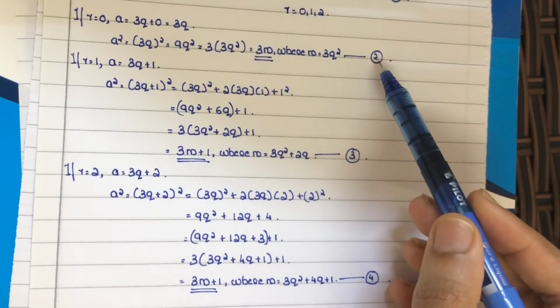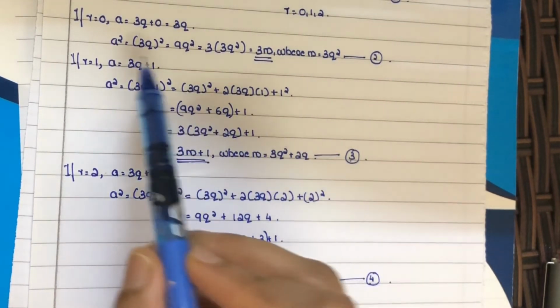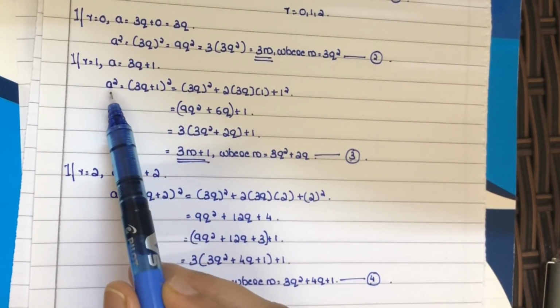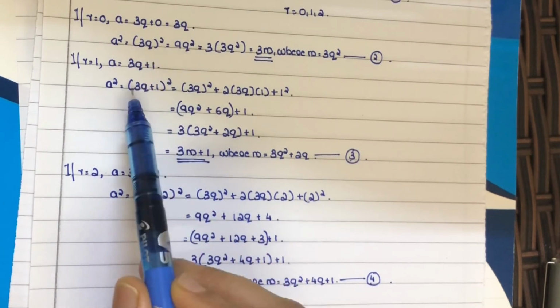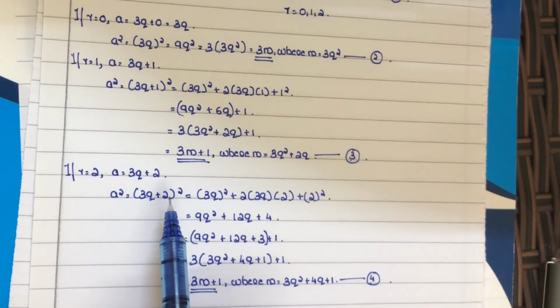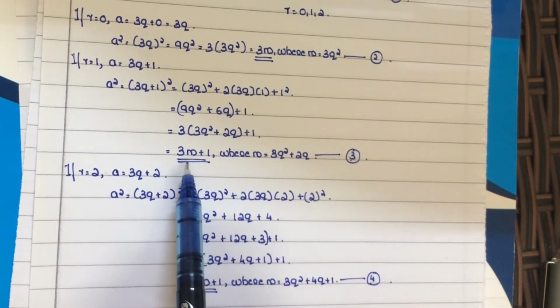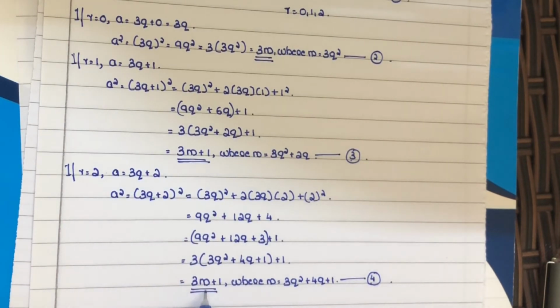So from equation number 2, 3 and 4, it is proved that square of any positive integer 3q whole square, 3q plus 1 whole square, 3q plus 2 whole square. Square of any positive integer is either of the form 3m or 3m plus 1.